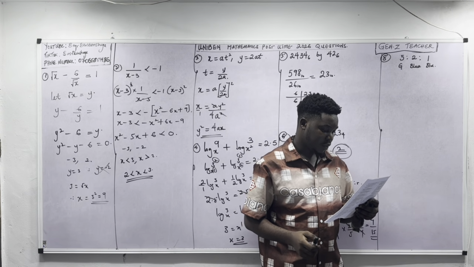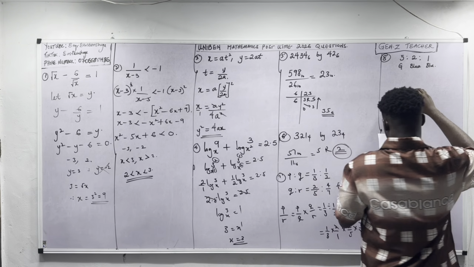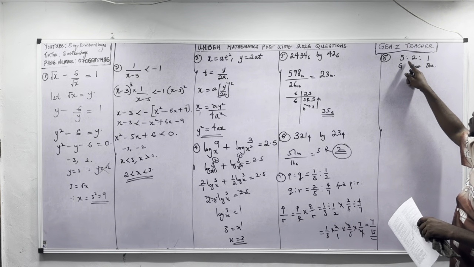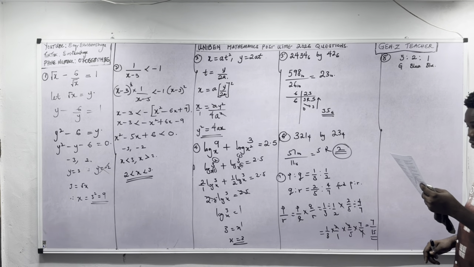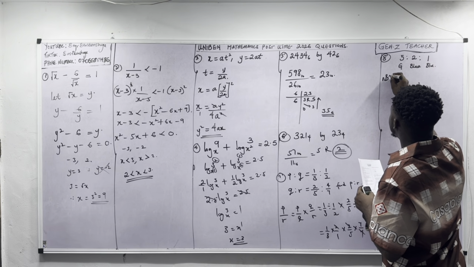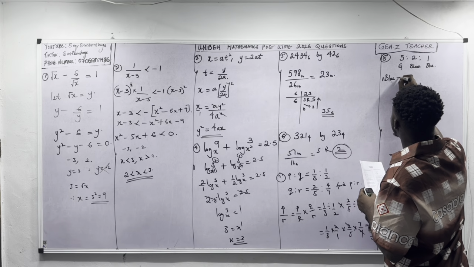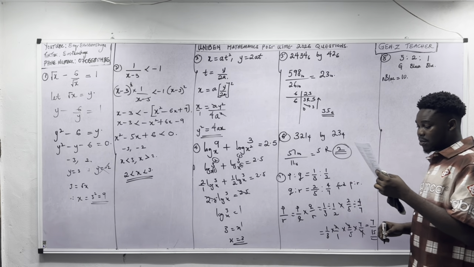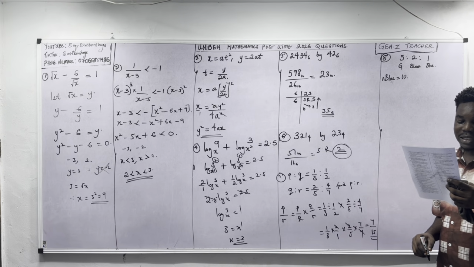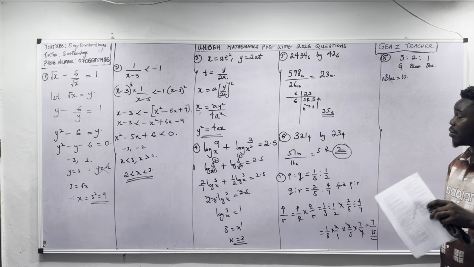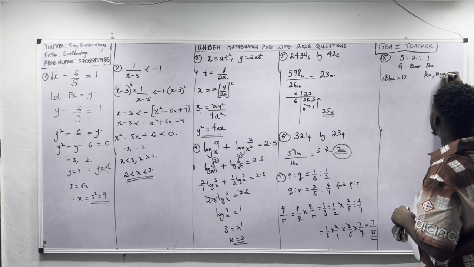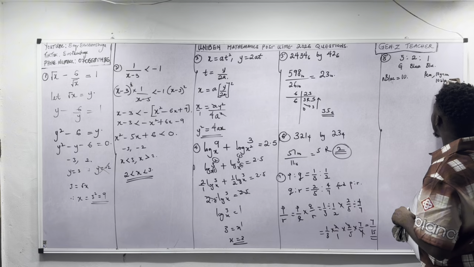Number 8 says a basket contains green, black, and blue balls in the ratio 5:2:1. If there are 10 blue balls in the basket, find the corresponding new ratio when 10 green and 10 black balls are removed. So we're going to be removing 10 green and 10 black.